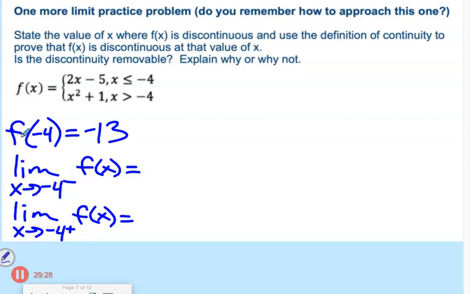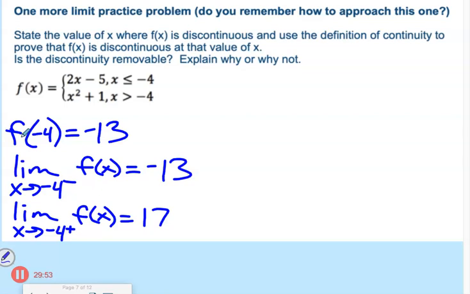So -4 from the left. Faith, would we use the top or the bottom for our -4 from the left? Why? Because it's less than. Beautiful. And what did you get? -13. And then from the right, you use the bottom. What did you get? 7. So what do you know about the limit? It doesn't exist, right?